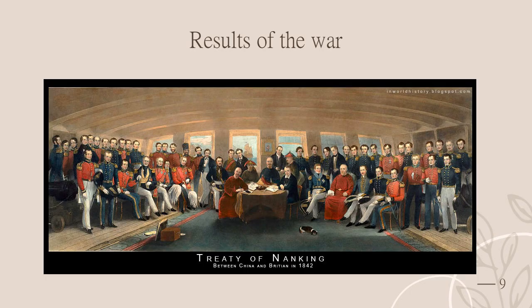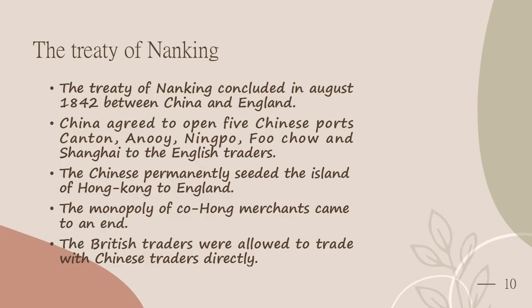Next, we'll see the results of the war. The Treaty of Nanking, concluded in August 1842 between China and England, consisted of the following provisions. China agreed to open five Chinese ports, Canton, Amoy, Ningpo, Fuzhou and Shanghai, to English traders. These ports were called treaty ports. The English were allowed to have their residence, factories and families at these ports. The Chinese permanently ceded the island of Hong Kong to England.